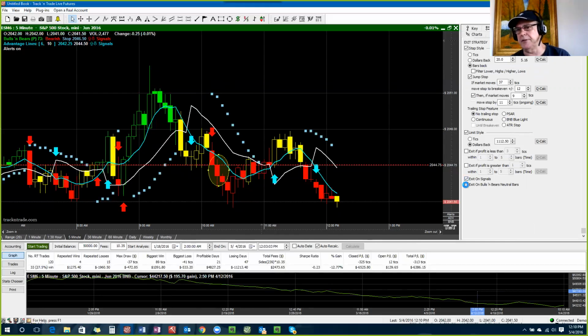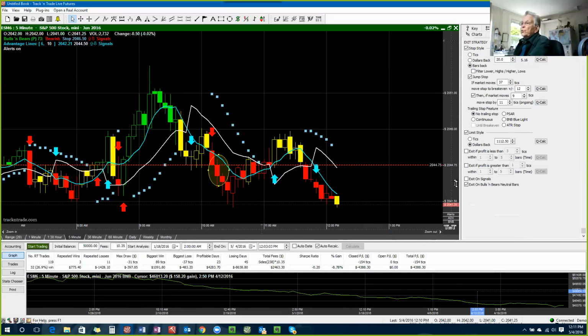Now, if you check this one, exit on neutral bars, if it turns yellow, which is a neutral bar, it exits. So let me just clarify that. So if I went in here, right, if I bought here.